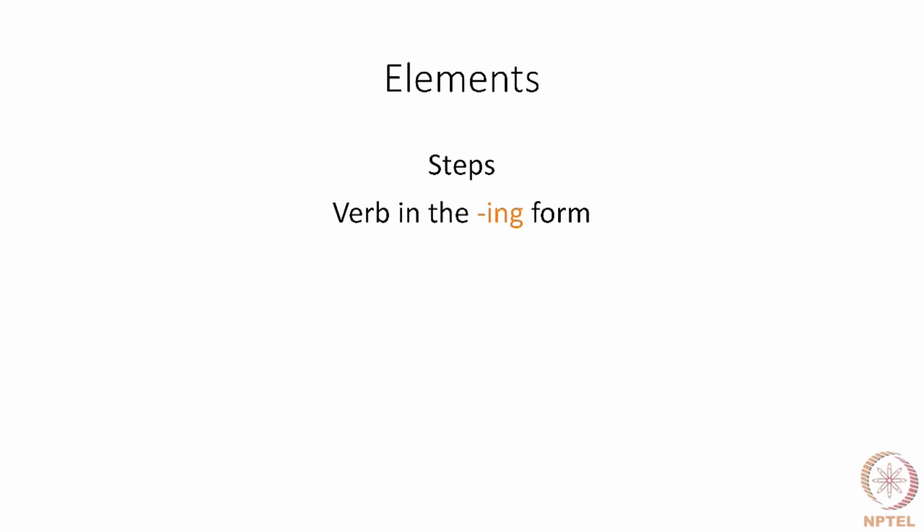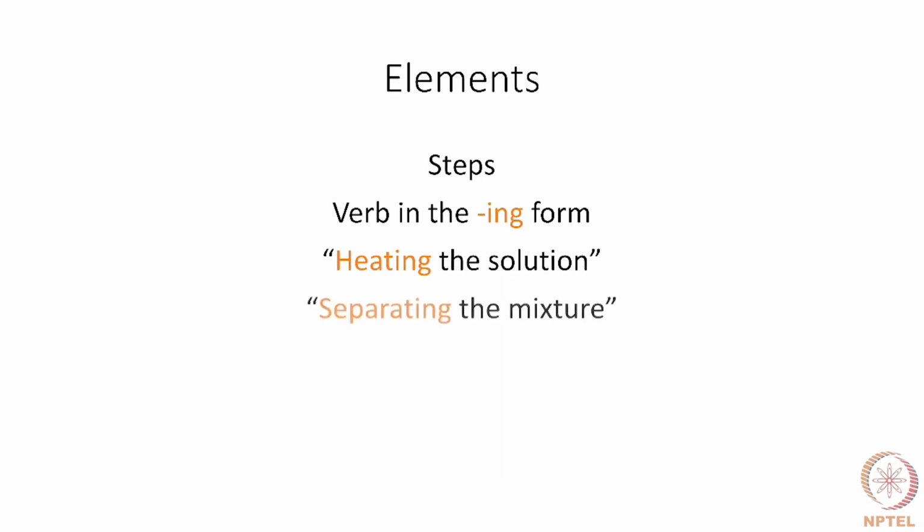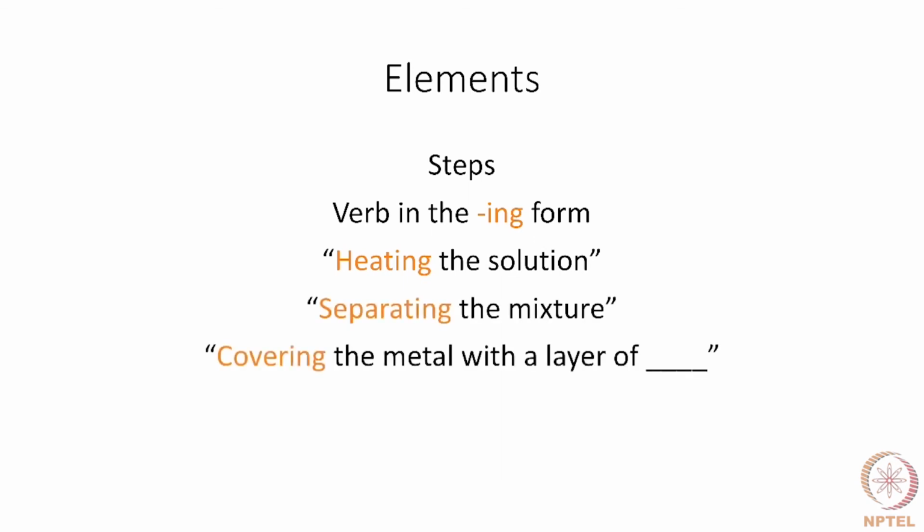Now, we had mentioned the elements of a claim covering a process are the steps. Now, usually you use the verb form ending with -ing to show that there are the steps. To show the steps, you use the verb form. Heating the solution, separating the mixture, covering the metal with a layer of something. Now, these will tell you that they are steps that have to be done. Now, the sequences must be described.